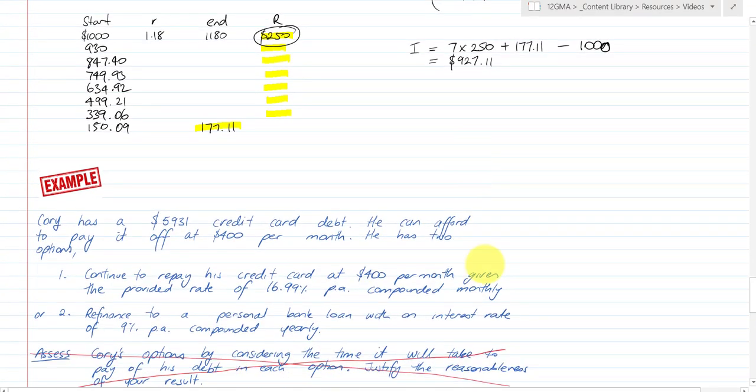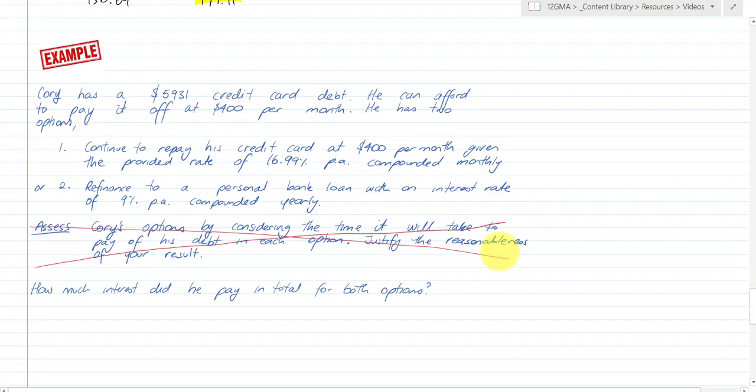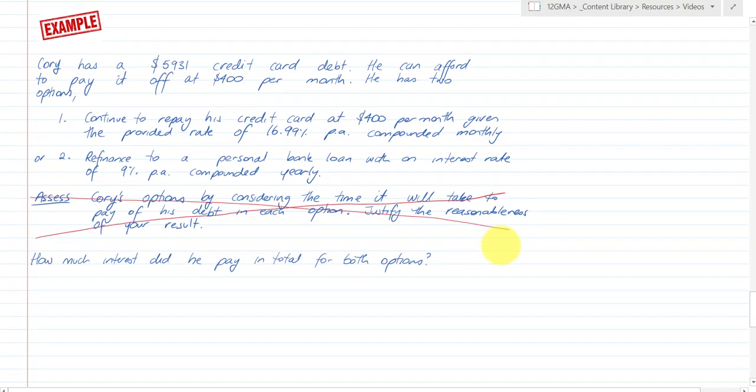Let's have a quick look at example 2. Now this one we've done earlier. Corey has a $5,931 credit card debt. He can afford to pay it off. We looked at a couple of options here, and we did determine that this option was the best, but we want to know how much interest did he pay in total for both options.